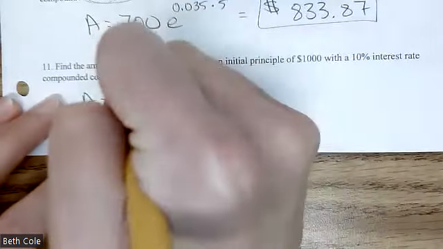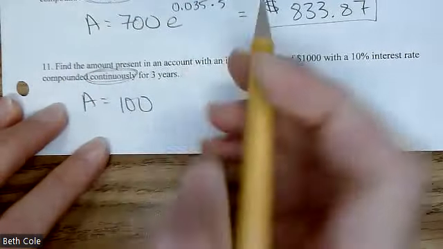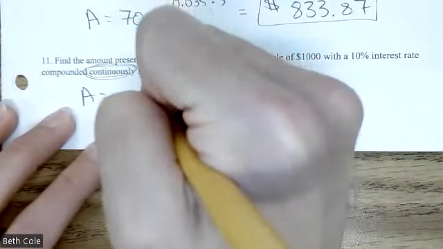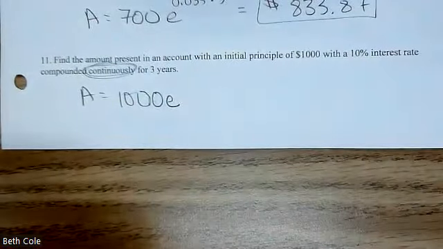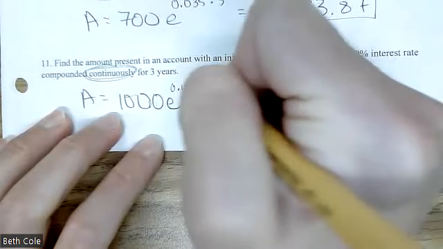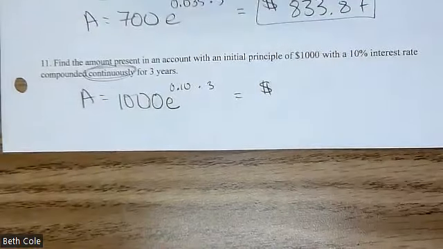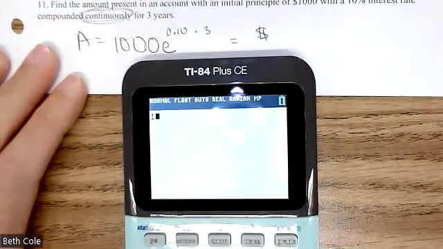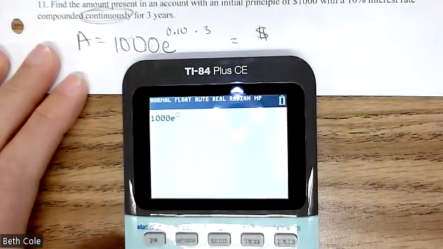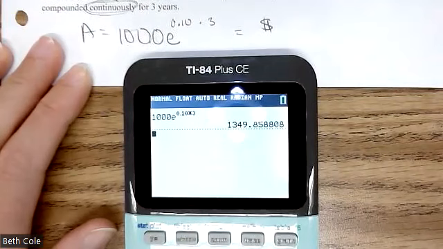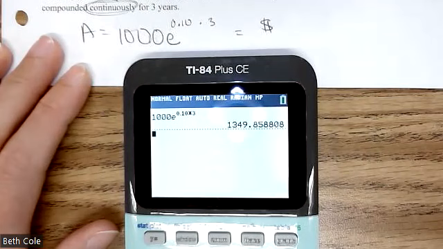So what was our amount for this one? It was 1,000, right? And do you see how it says continuously? That means it's E, which is 2.718. Okay, remember E is a number, to the power R times T. So 0.10 times 3 years. Type it in, please. And you should get something slightly bigger than 1,000, but not like hundreds of billions of dollars. That would be too much.